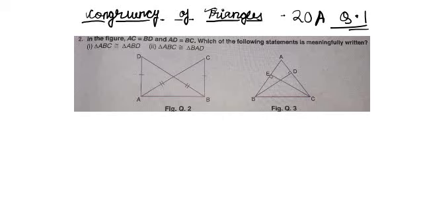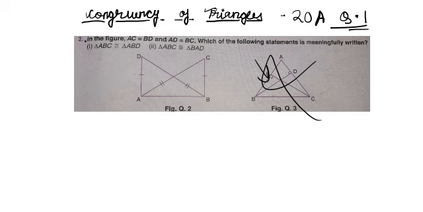In this video, we are going to solve ICSE Mathematics Class 7 Chapter 20 Congruency of Triangles Exercise 20A question number 2. And it says, in the figure, AB equals BD, AC equals BD and AD equals BC, which of the following statements is meaningfully written? Don't go by this figure, that is there for the question 3 part. We have to do the second question, right?